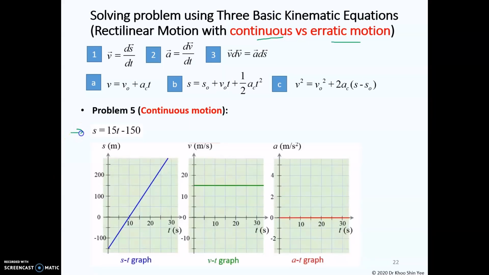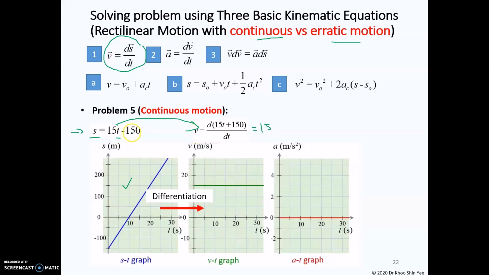If you have the motion or displacement that can be defined by one equation, when you plot the graph, there is no discontinuity. So this is a continuous motion. By following equation 1, take the differentiation on the displacement with respect to time, then you obtain the velocity. So in this case, differentiate 15t, you obtain 15. Differentiate 150, you obtain 0. So you obtain 15 for your velocity. If you take a differentiation again, it's called double differentiation. So differentiate the velocity, then you obtain 0. So you can see the result in your plot is 0.